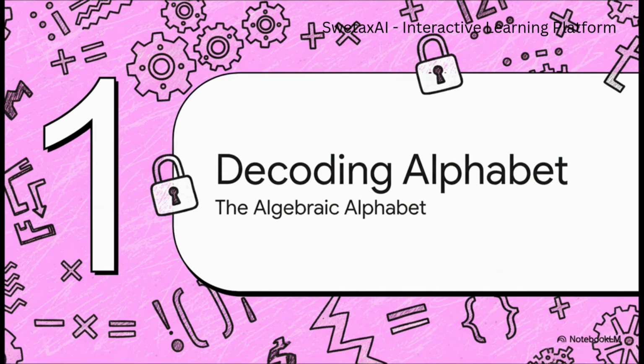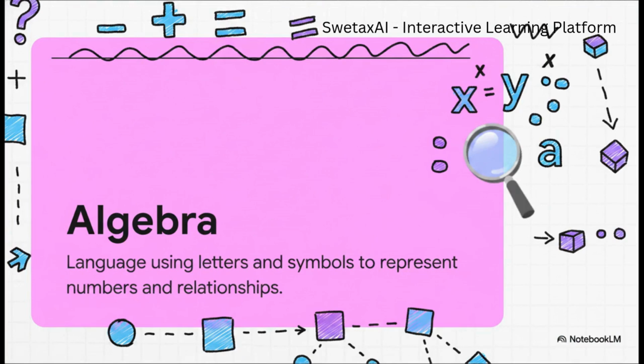Because to become a master cryptographer, we obviously first need to understand the basic letters and symbols of our new language. Now, the core definition of algebra is honestly beautifully simple. It's really just a language that uses letters and symbols to represent numbers and their relationships. So you see things like x plus 5 or 3a minus 2. Those letters, the x, y, a, or n, we call those variables, literally because their values have the ability to vary or change. They're just elegant placeholders for the unknown.